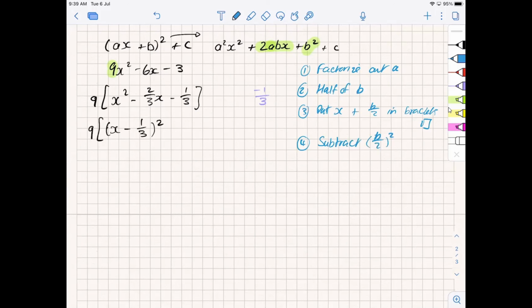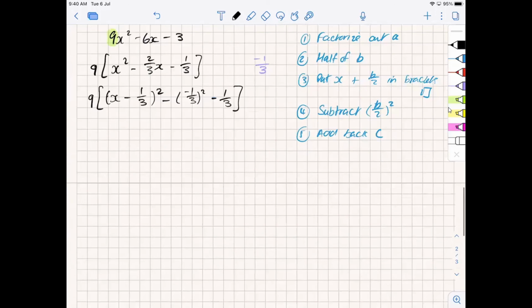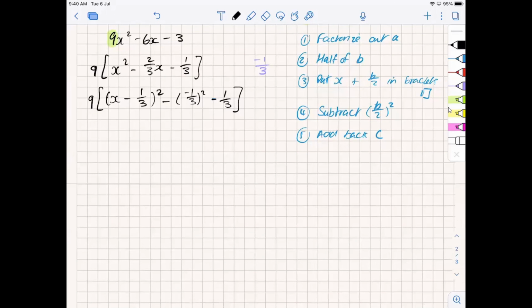So what is minus 1/3 squared? 1/9. Okay. And we must not forget to add back c, which in our case was minus 1/3. So it's a little bit messy, but we can tidy things up, and once we've tidied the bracket up, we'll deal with that 9 and put it inside the bracket.